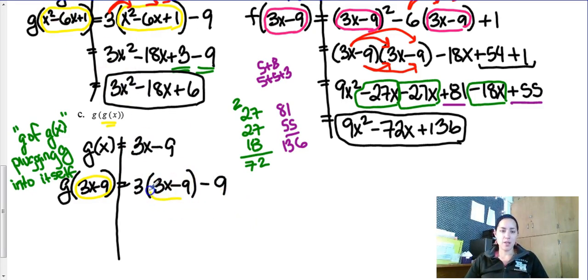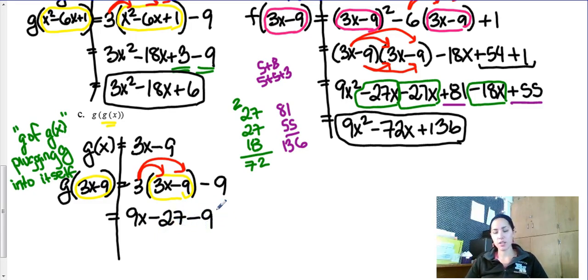And to wrap it up, we're going to distribute and see if there's any like terms that we can combine. So 3 times 3x and then 3 times negative 9 would get us, let's see, 9x minus 27 minus 9. Do you see any like terms? Hoping we say, yeah, negative 27 and negative 9. Take a second. What is 27 minus 9?